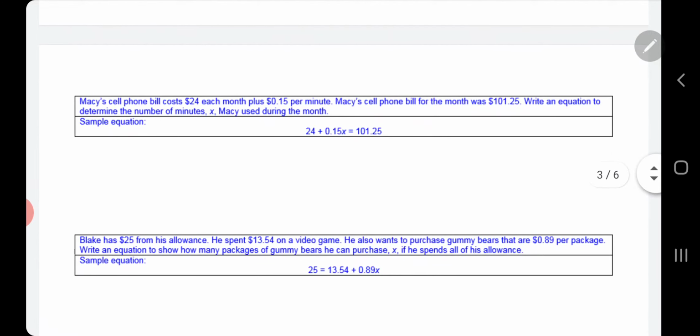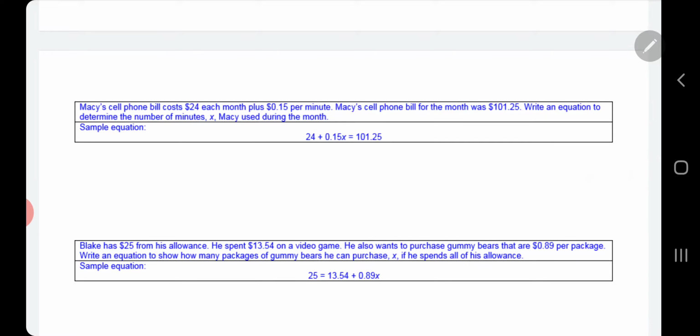All right, let's look at some examples here, writing some equations or inequalities. It says, Macy's cell phone bill costs $24 each month, plus 15 cents per minute. Macy's cell phone bill for the month was $101.25. Write an equation to determine the number of minutes X Macy used during the month. So we're going to let X represent the number of minutes that she talked.